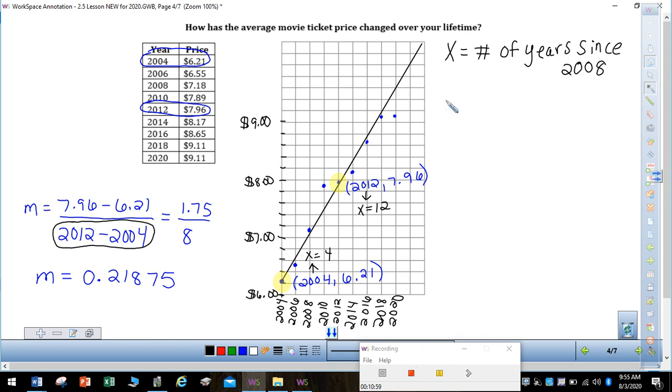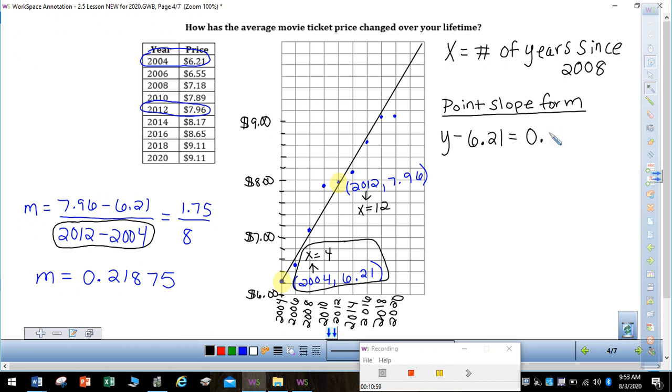So we're going to start by putting this into point-slope form. Eventually we'll turn it into slope-intercept form. And it doesn't matter what point we use. Let's just use the first point when we put it into point-slope form. So we're going to do y minus the y value of that point, so that's going to be 6.21, equals our slope, and I'm going to round the slope to be 0.22.